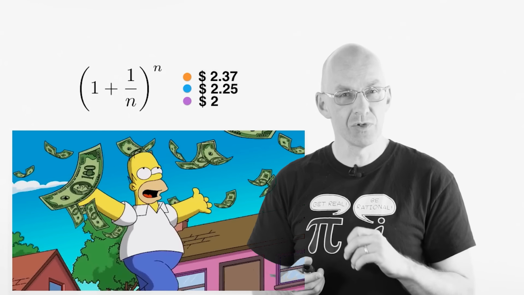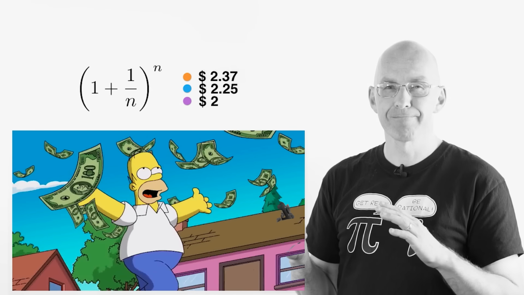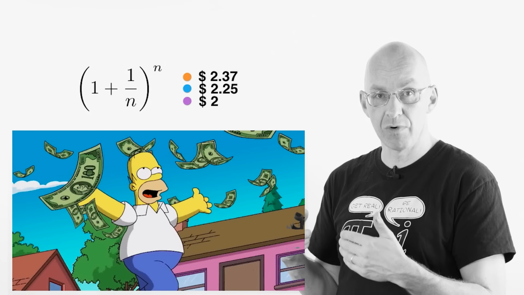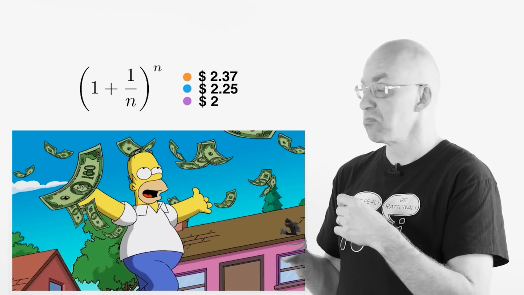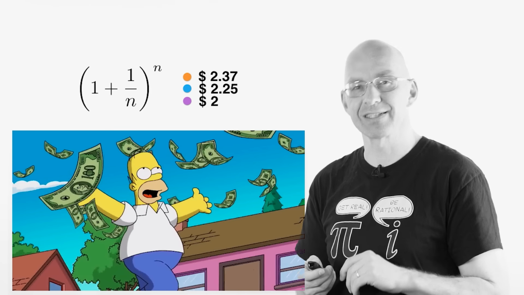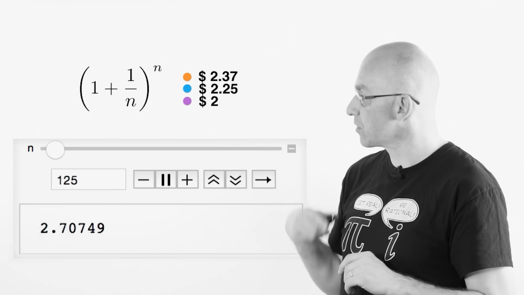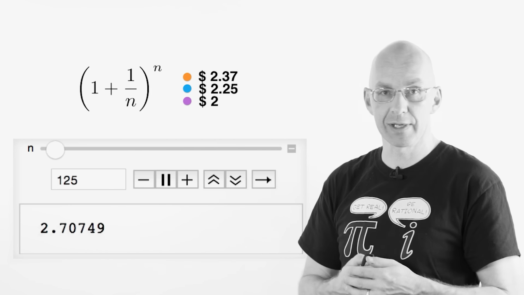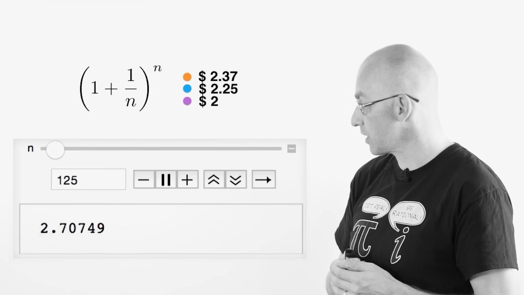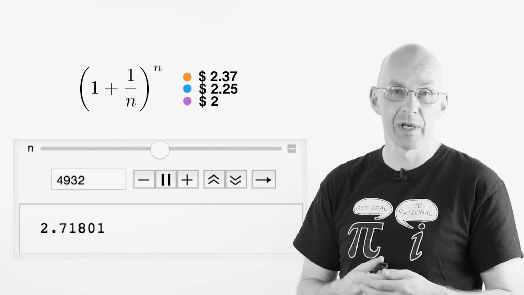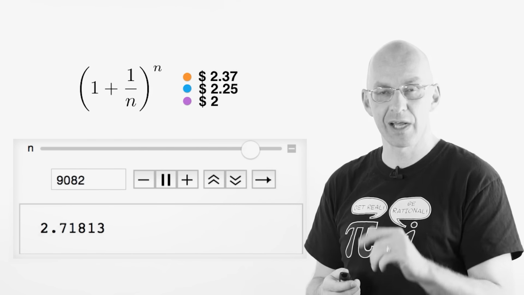Now, this is really good news, but maybe what you think now, and Homer definitely thinks this is, well, I divide more and more, and I get more and more money, so if I just divide enough, maybe I get $1 trillion at the end of the year. Sadly, that doesn't work. For example, if you divide into 125 parts, you get that much money at the end of the year. Now, if you crank up the n, that number goes up, but it goes up very slowly and actually settles down to a number.